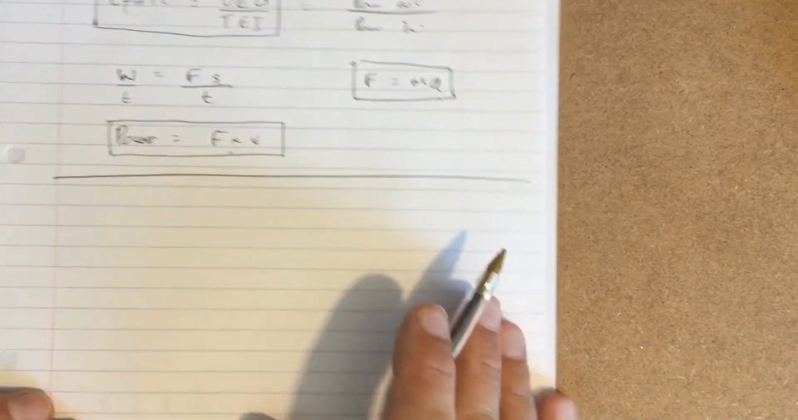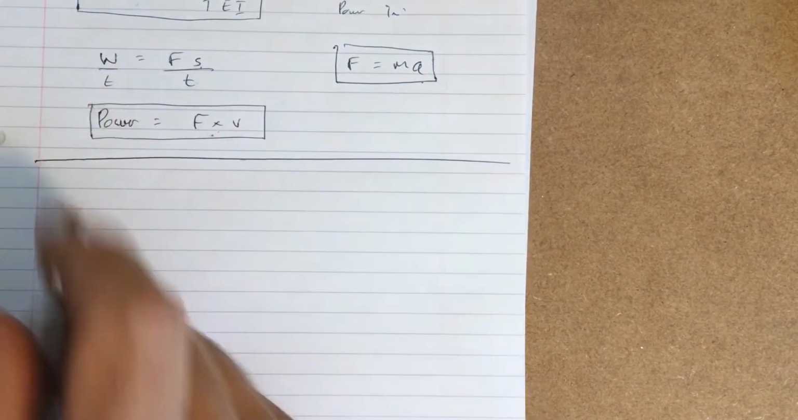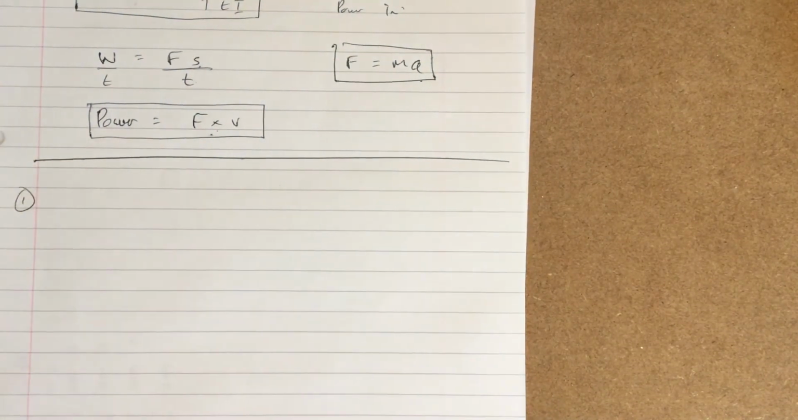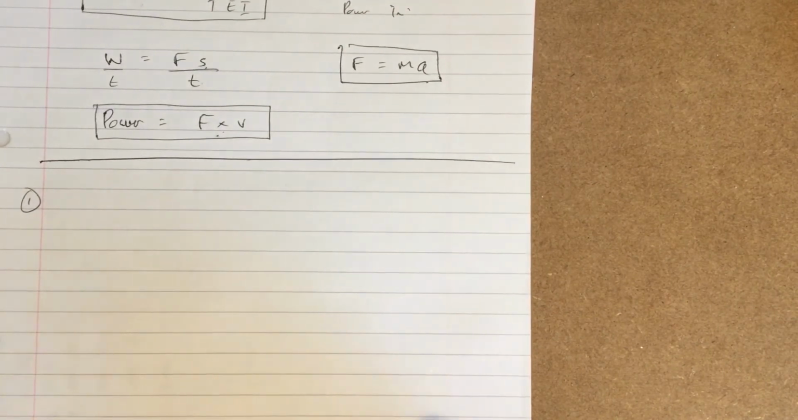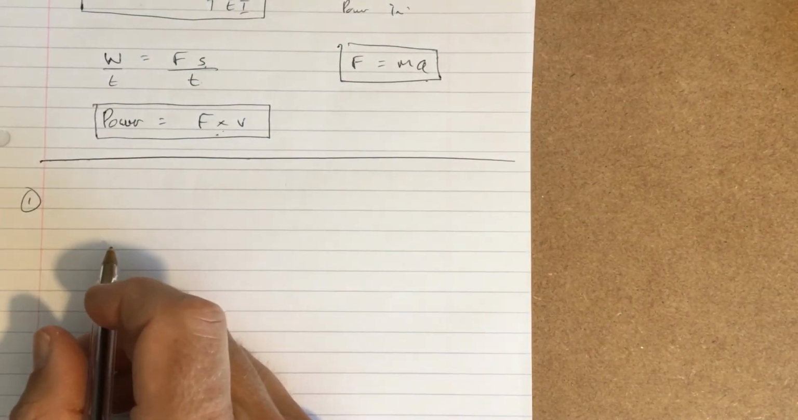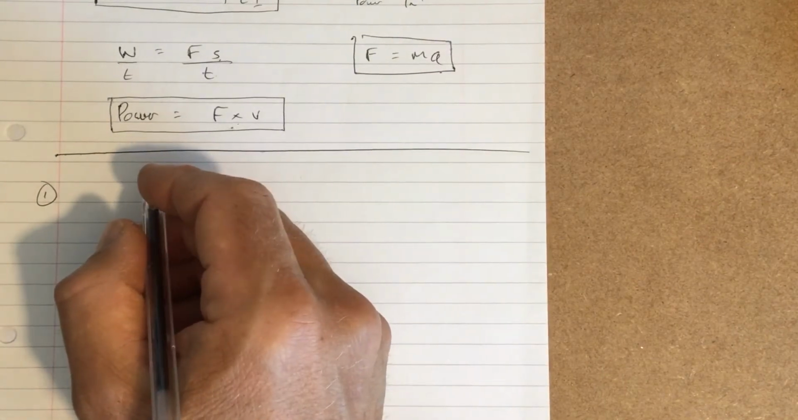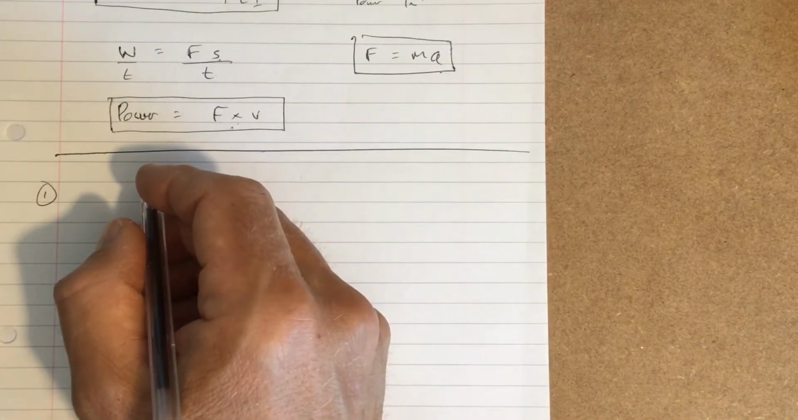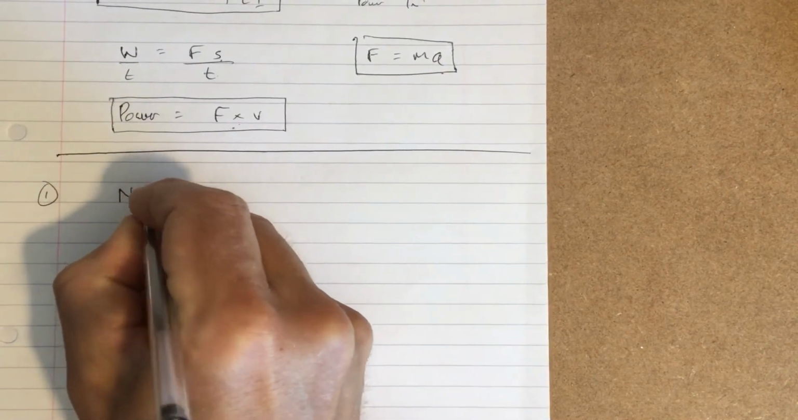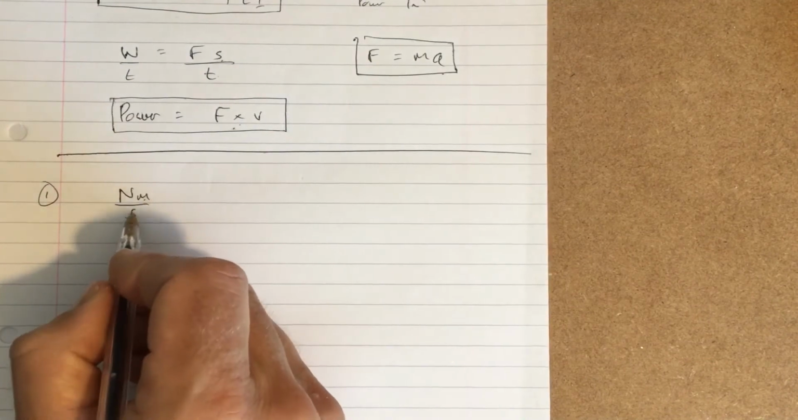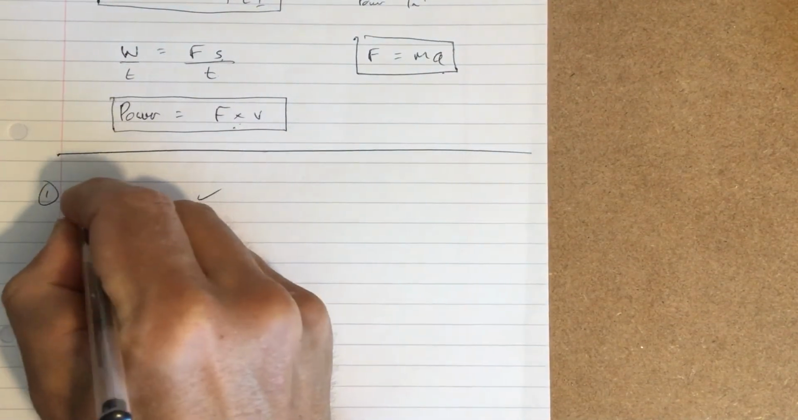Now, let's go through these questions one at a time. We're not going to do all of them, but I think question one is worth looking at. We've got different options for the unit of power. The first one is work per second, which is newton meters per second. Force times distance divided by time. So that is a unit of power for A.